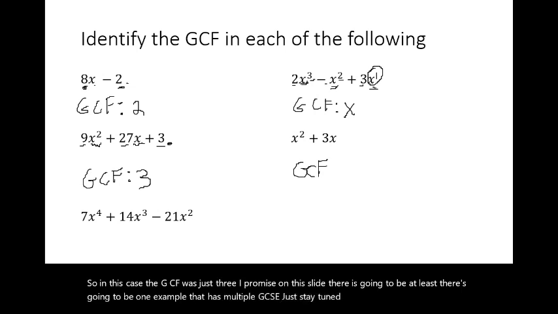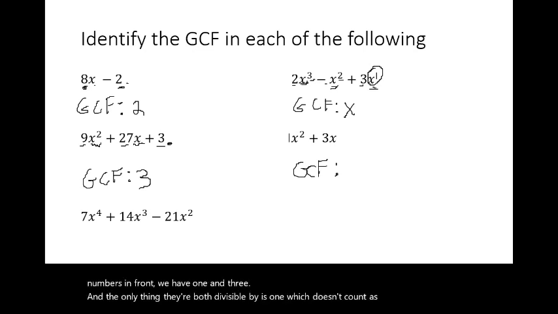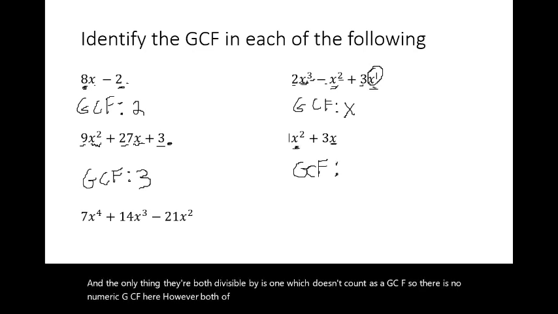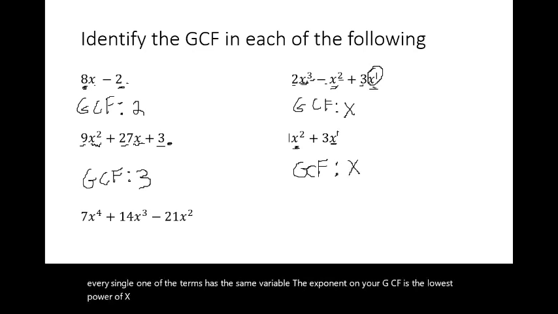However, looking at the next one, we have x squared plus 3x. If you take a look at the numbers in front, we have 1 and 3. And the only thing they're both divisible by is 1, which doesn't count as a GCF. So there is no numeric GCF here. However, both of the terms contain an x, so there is a variable GCF. When every single one of the terms has the same variable, the exponent on your GCF is the lowest power of x that appears. So since the lowest power of x that appears is 1, your GCF is x to the power 1.